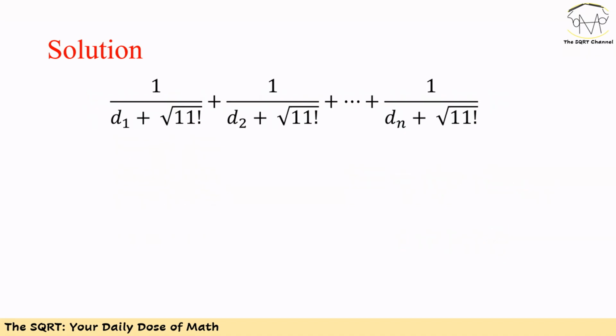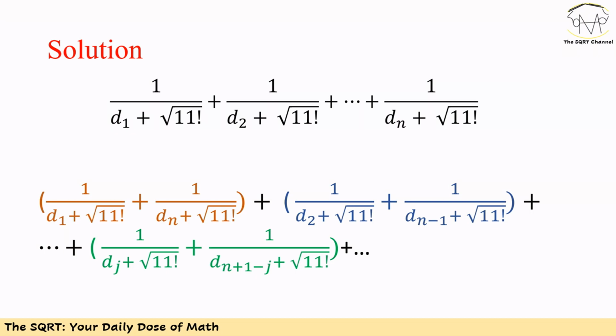Now let's continue the solution. In the original equation, we have 1 over (d1 plus SQRT of 11 factorial), and the second term is 1 over (d2 plus SQRT of 11 factorial), and so on. We first rearrange the equation to have d1 and dn together, d2 and d(n minus 1) together, and dj and d(n plus 1 minus j) together.